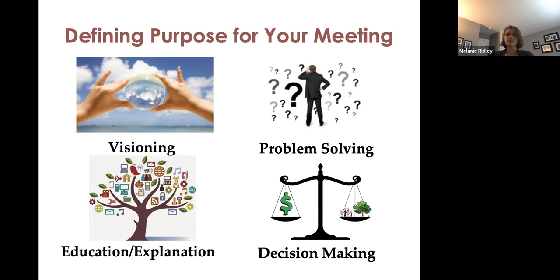And then you might have the need to make some decisions as a team, and you really want to clearly outline what the decisions are that need to be made and what's the process you're going to use for making those decisions. Is that through consensus? Is that through voting? How are you going to get to that decision? Making sure everyone understands that in advance is really going to support effective team management.